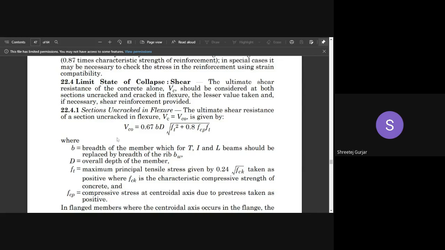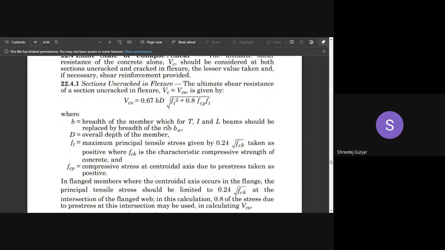Okay. So this particular formula we will be using, and you have it in your code book. If you have your code book with you, there is no need to remember this formula. Everything is given in your code book itself. So what are these various elements now?